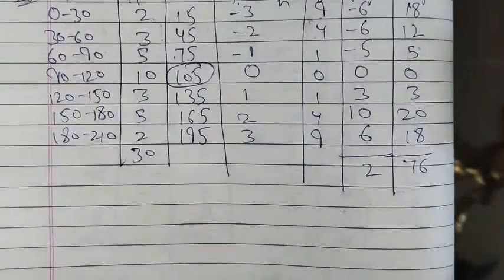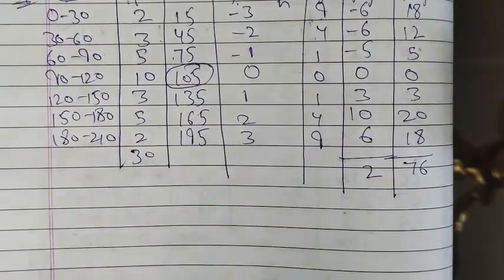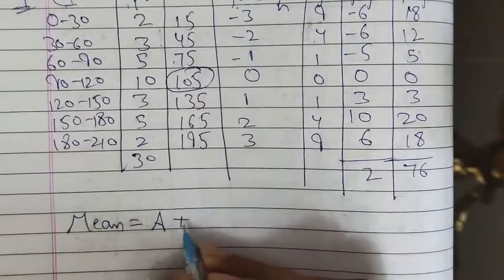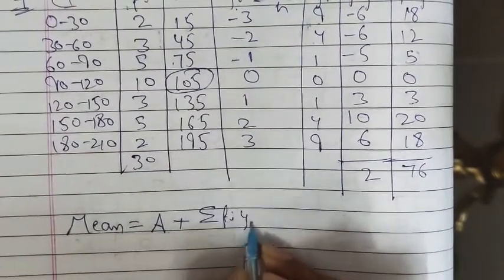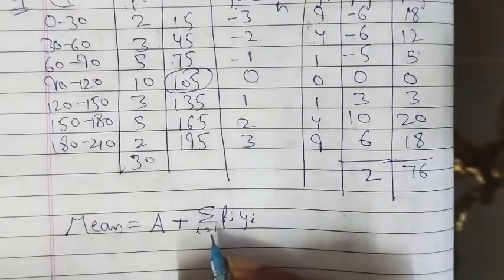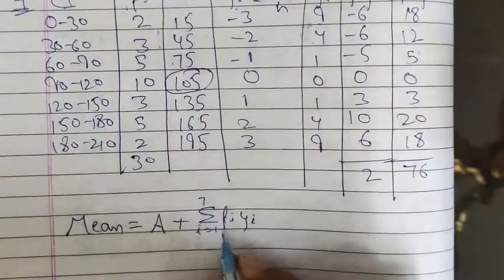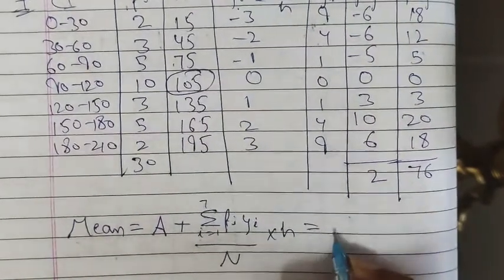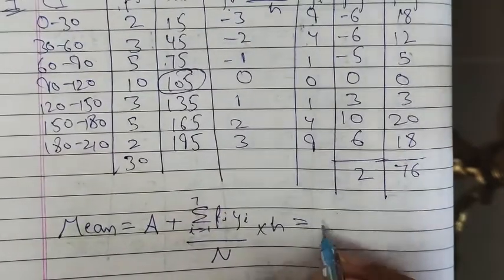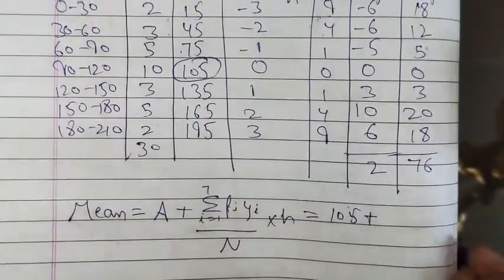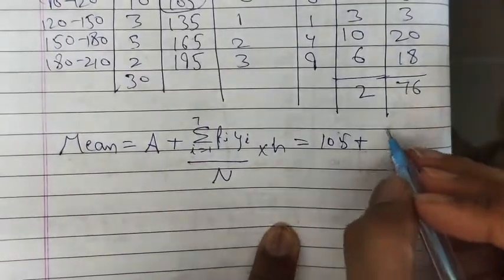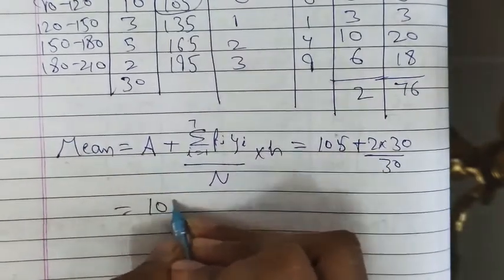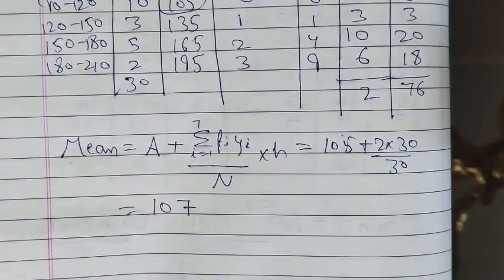So now let's use the formula for mean. Mean is equal to a plus sigma fi yi, i is equal to 1 to 7, because 7 number of terms are there, divided by n multiplied by h. So which is equal to, a value is 105 plus 2 multiplied by 30 upon 30, which is equal to 107, right? So mean value is 107.